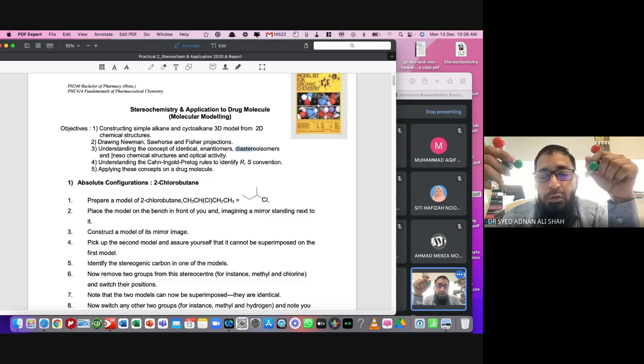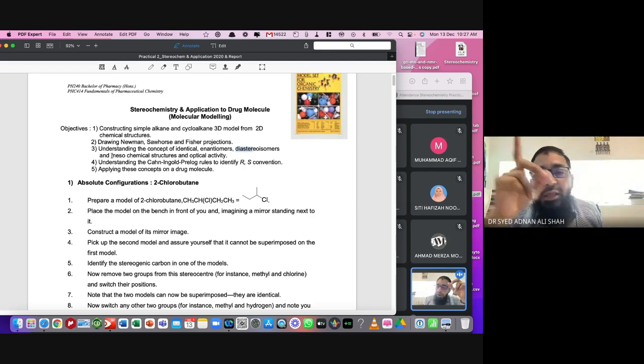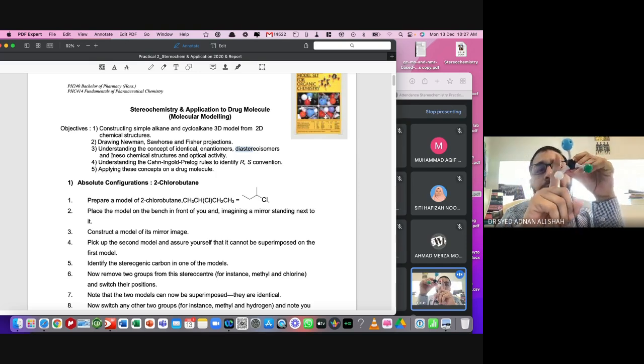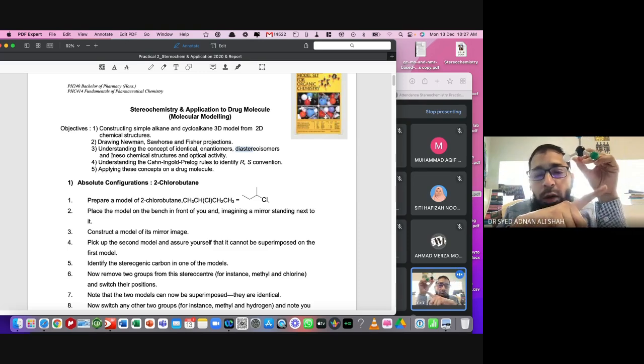That instrument is called the polarimeter. Usually the concept of polarimetry is that there is polarized light. For example, this is the polarized light. When it strikes the chiral carbon or chirality in a molecule, it will rotate clockwise or anti-clockwise.